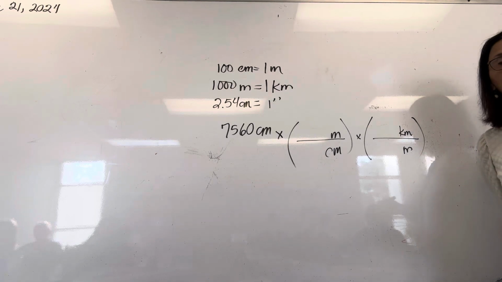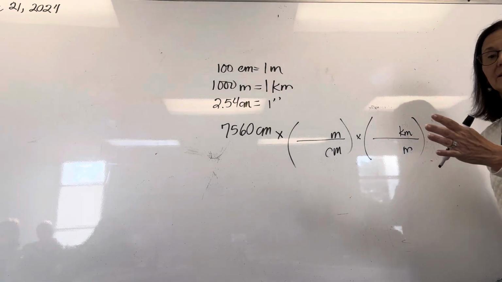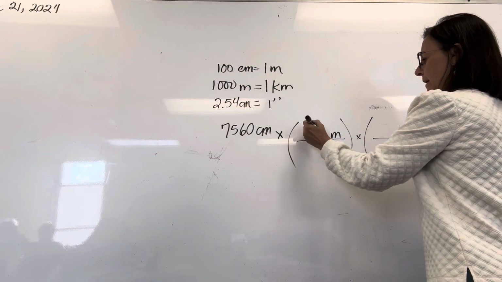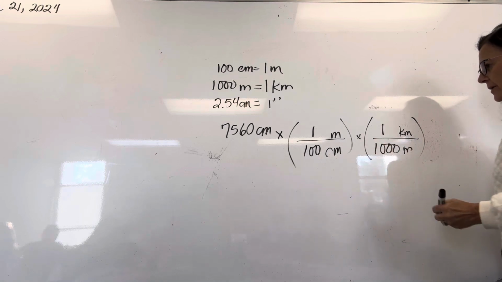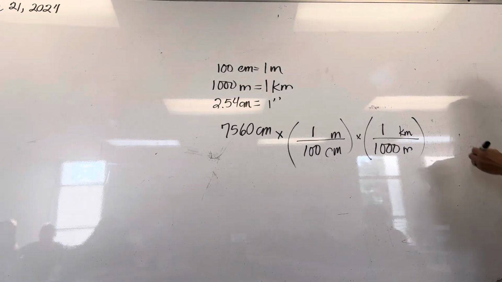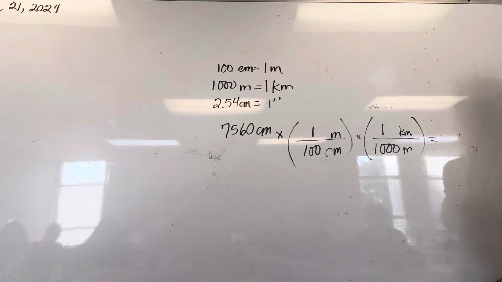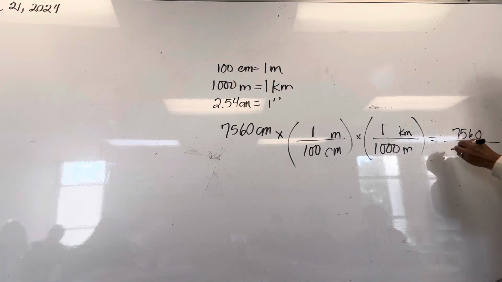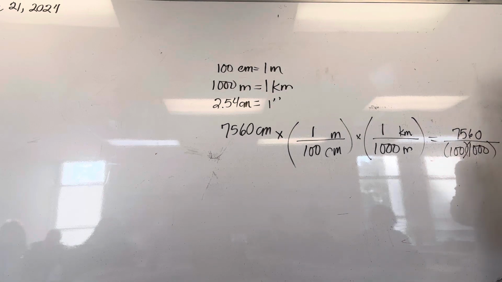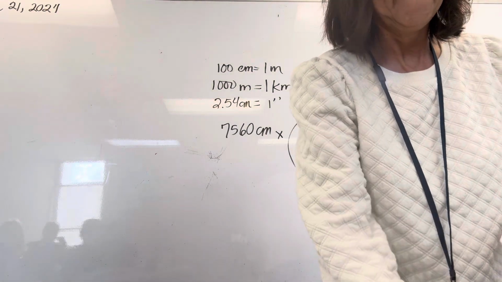First think of what unit multipliers you need, and then write the conversion. So 1 meter is 100 centimeters. 1 kilometer is 1,000 meters. You're just going to write the numbers without multiplying them out. 7,560 in the numerator. We've got 100 times 1,000 in the denominator, and this is kilometers. That's it. Don't multiply them out. Pretty straightforward, huh?